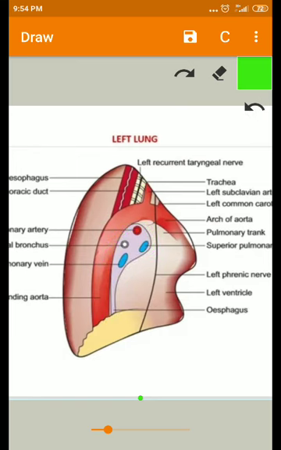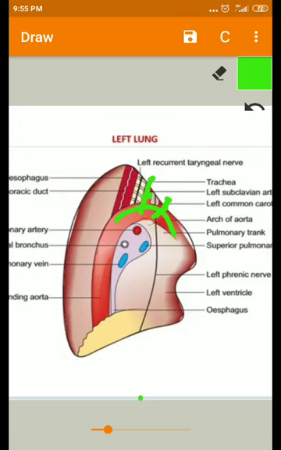So this one is the left ventricle. Over this it has the pulmonary trunk, and over this pulmonary trunk you'll have the arch of aorta. This arch of aorta gives branches, the left subclavian artery and the left common carotid artery. So these two branches are related.